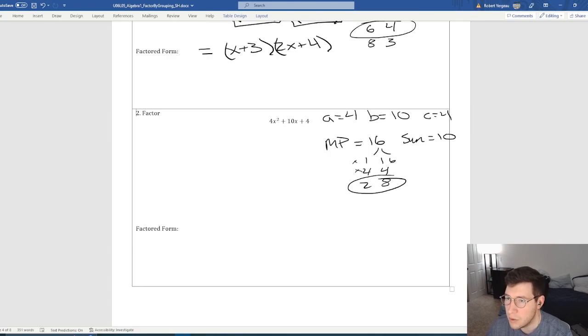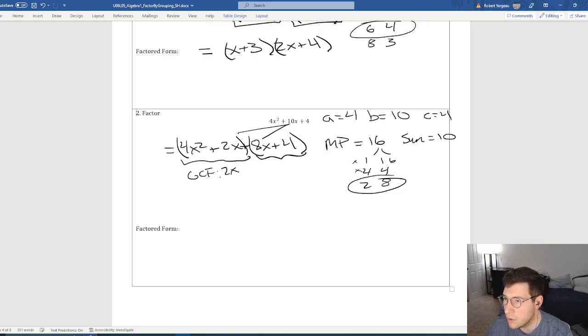And so this is going to turn into 4x squared plus 2x plus 8x plus 4. Again, this 10x now split into its like terms. And so let's group them. Parentheses, parentheses. And so in here, GCF, we have 2x. And over here, GCF, we've got 4.